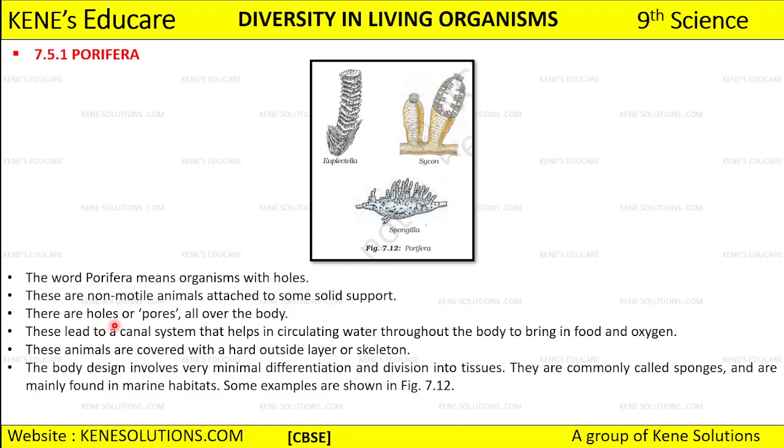As I told you, organisms with holes come under this phylum Porifera, right? So the organism is going to have holes as well as pores present all over the body. If you can see these, Cycon, Euplectella, Spongilla, these are some of the organisms that come under phylum Porifera. Because they are having holes and pores all over their body, it leads to a canal system that helps in circulating the water throughout the body.